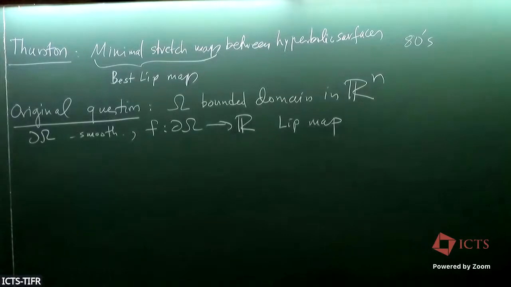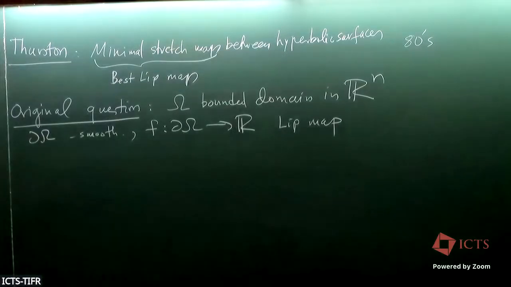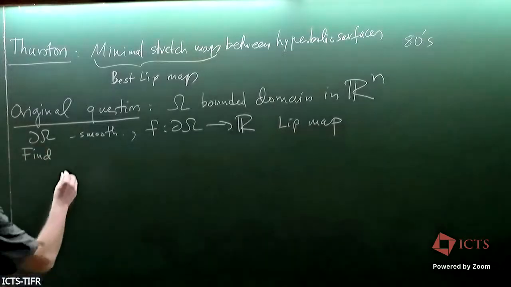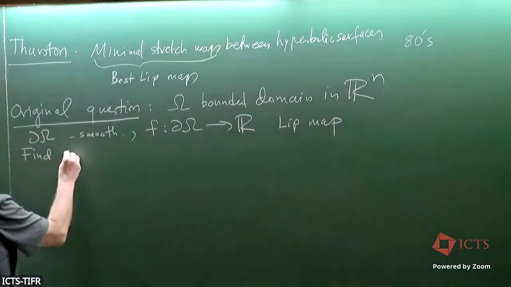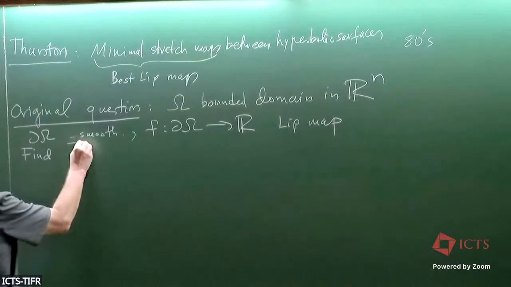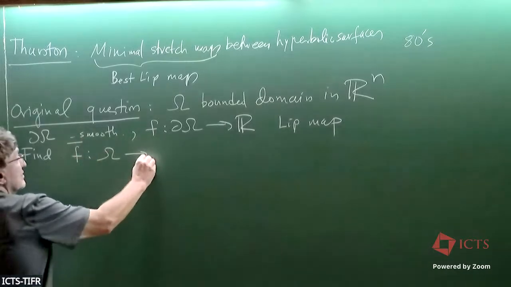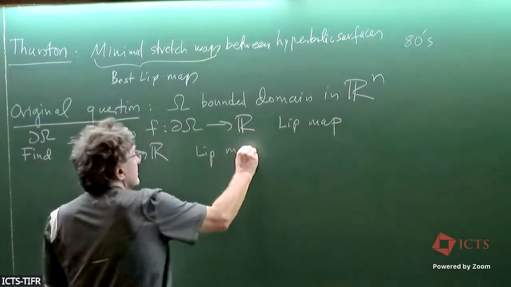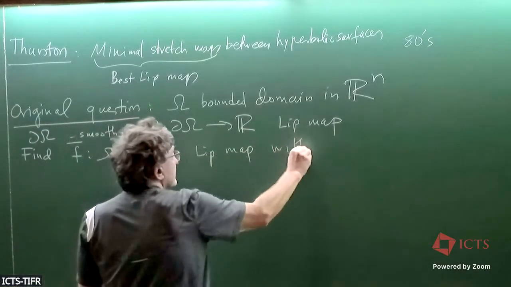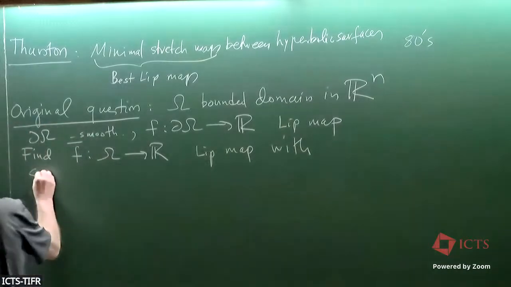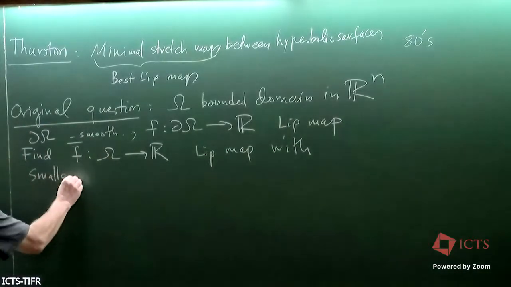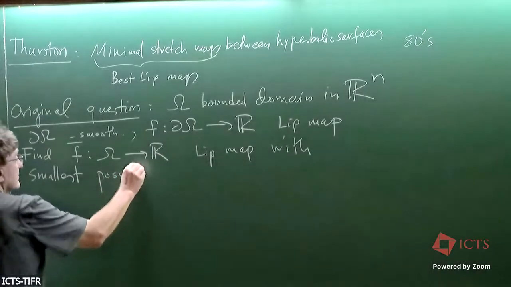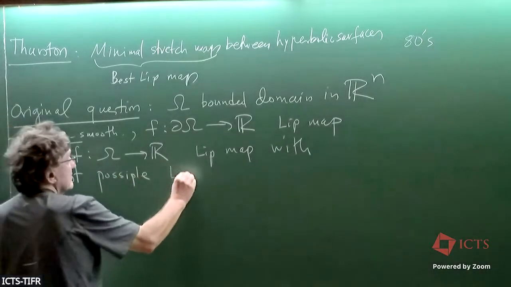So the original question was: find f bar defined on the whole Omega to R, another Lipschitz map, with smallest possible Lipschitz constant.